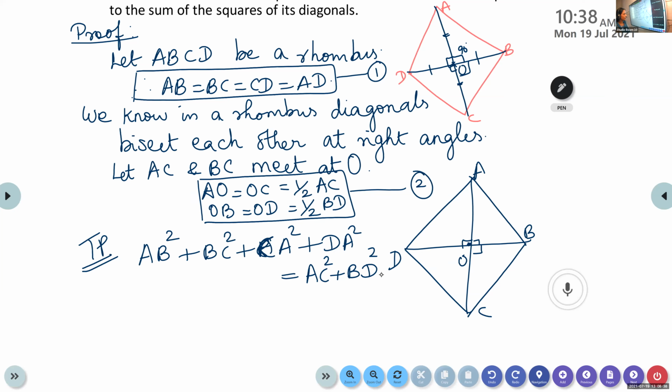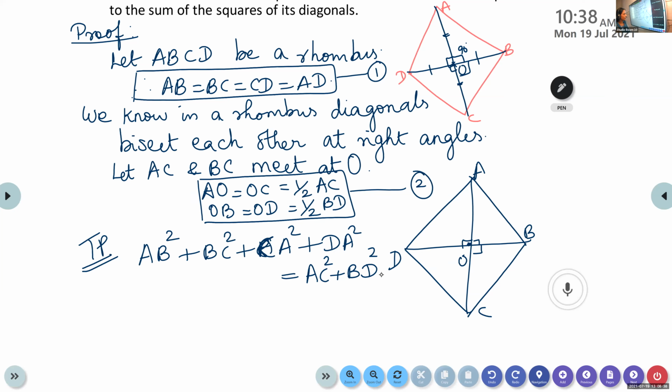Is it clear from the statement? Is it okay, children? Ma'am, it is CD square only. Yes, CD. You take all four sides, AB, BC, CD, DA, and that is equal to the square of the diagonals, AC square plus BD square. This is what we want to prove.